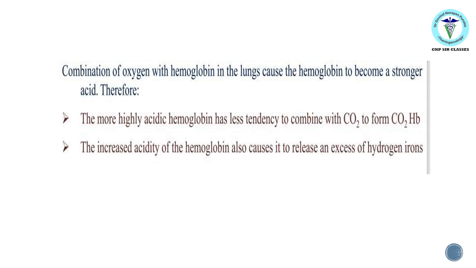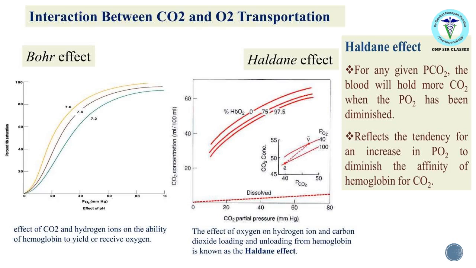Increased acidity in the blood causes hemoglobin to release oxygen more readily. This is because acidic hemoglobin has a lower affinity for oxygen, facilitating oxygen delivery to tissues. The Bohr effect describes how CO2 and hydrogen ions affect hemoglobin's oxygen binding affinity, while the Haldane effect explains how oxygen levels influence CO2 binding. These effects are crucial for efficient gas exchange in the lungs and tissues.